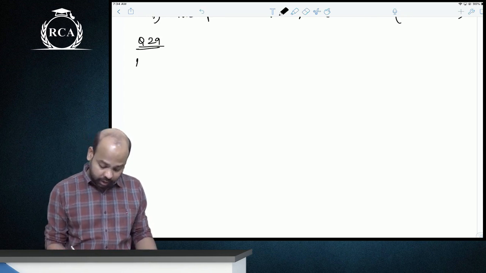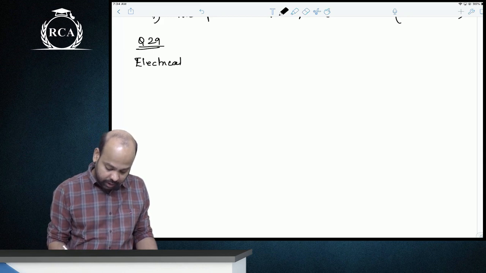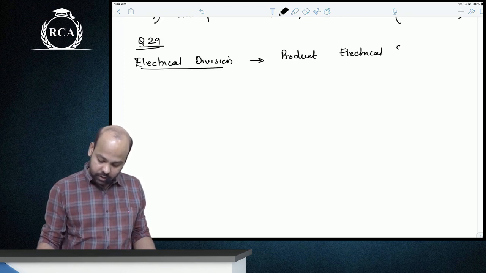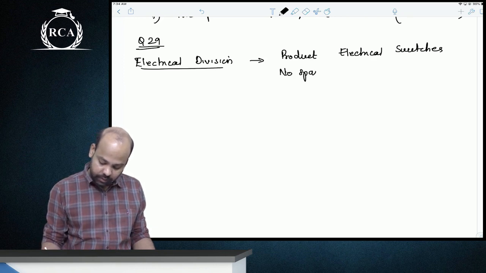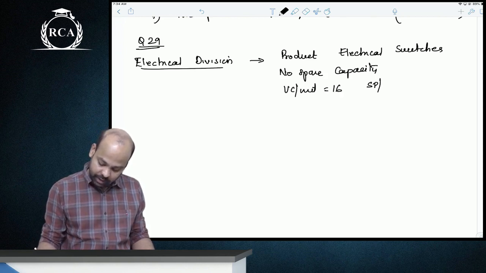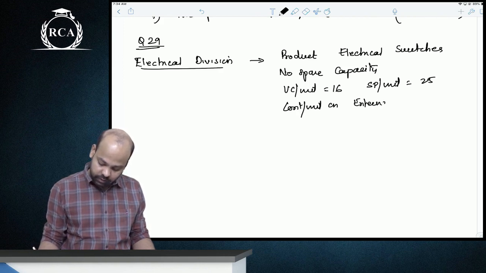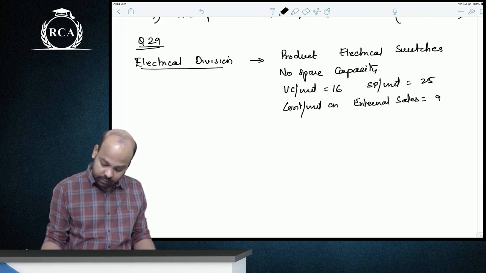We're first talking about electrical division. The product that we're talking about is electrical switches. For these electrical switches, there is no spare capacity. Variable cost per unit is 16 rupees. Selling price per unit is 25 rupees. So contribution per unit on external sales is 9 rupees.